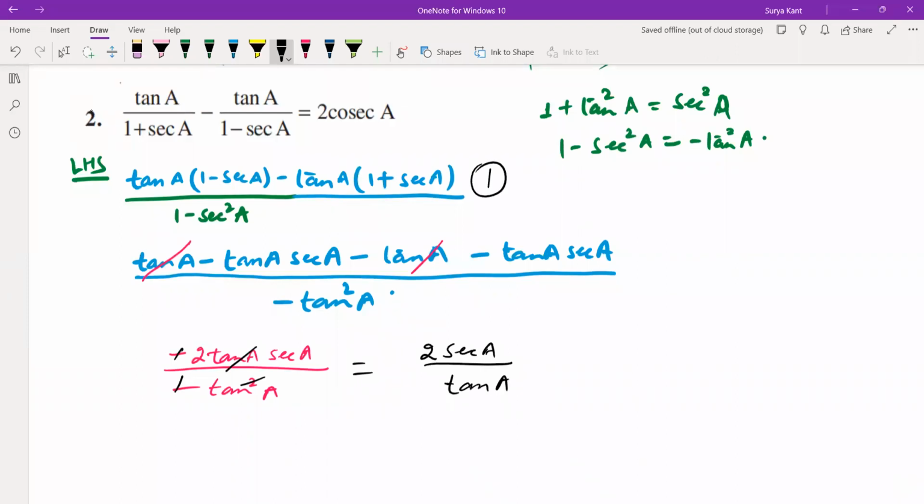So there are 3 steps over here. First, second, third, and here is the fourth one. This fourth step, anyone having doubt?